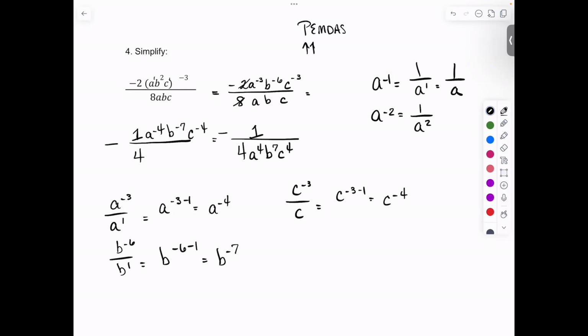Again, this is a very typical exponential problem where it looks like kind of a mess, but if you work through it methodically and systematically and keep track of your exponents, you can't go wrong. See you in the next video.